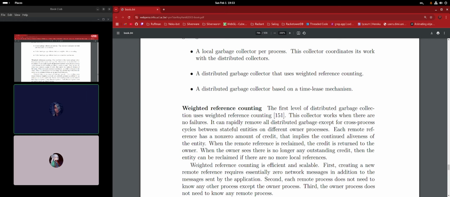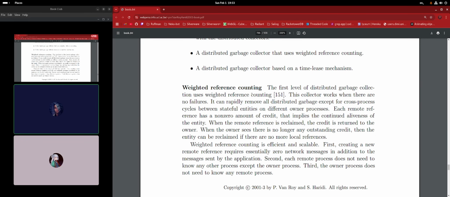Weighted reference counting. The first level of distributed garbage collection uses that. This collector works when there are no failures. It can rapidly remove all distributed garbage except for cross-process cycles between stateful entities on different owner processes. Each remote reference has a non-zero amount of credit that implies the continued aliveness of the entity. When the remote reference is reclaimed, the credit is returned to the owner. When the owner sees that there is no longer any outstanding credit, then the entity can be reclaimed if there are no more local references.